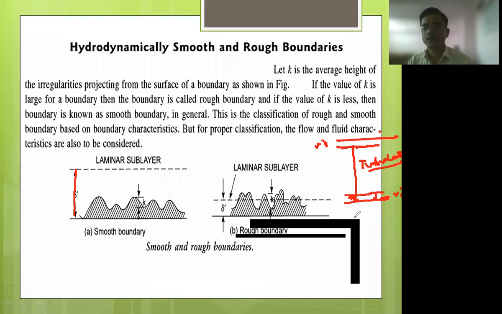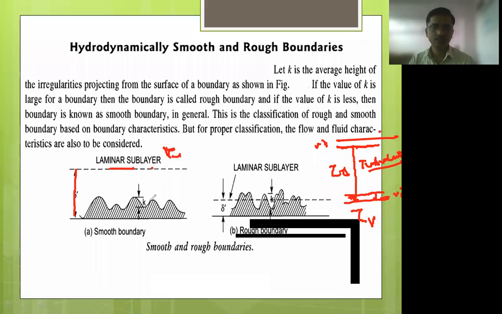And here shear stress will be tau v, and here shear stress will be tau p. Okay, now this laminar sublayer, or this is the boundary layer below which the flow is laminar and beyond which flow is turbulent.